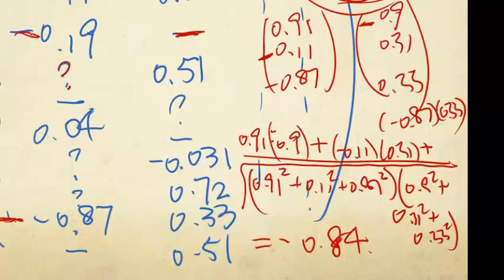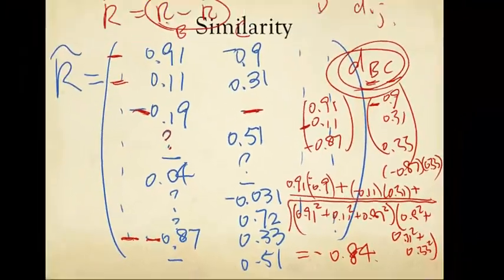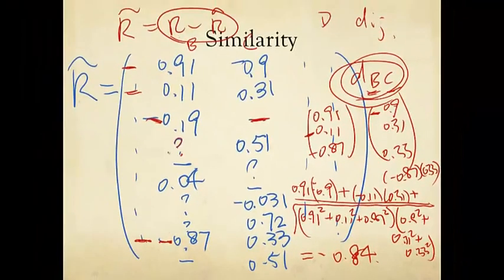So notice these entries are negative because after shifting the rating from the baseline predictor, sometimes it is positive or negative relative to the baseline predictor. And these coefficients of similarity are sometimes negative because the two movies are dissimilar from each other. And these two are indeed quite dissimilar. Okay, it's minus 0.84. It's quite close to minus 1. So we can say movies B and C are quite dissimilar.